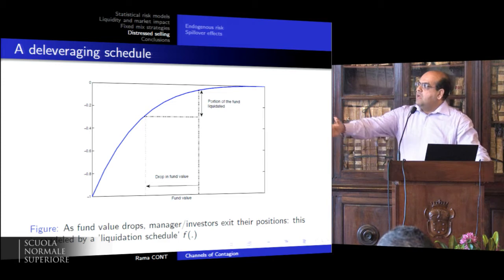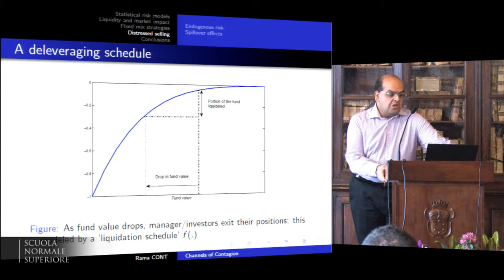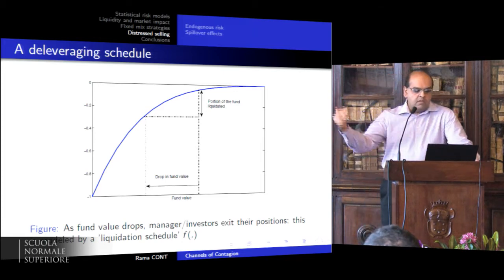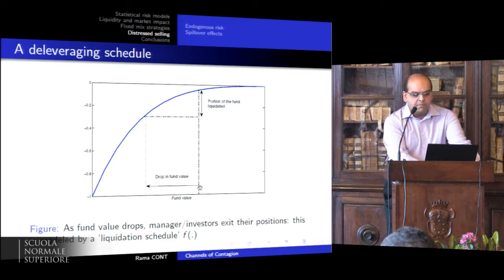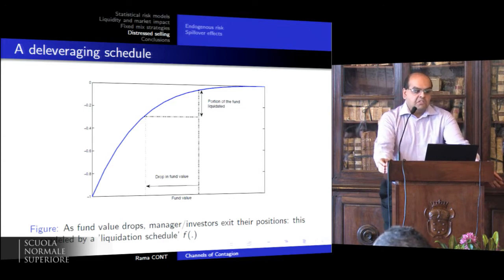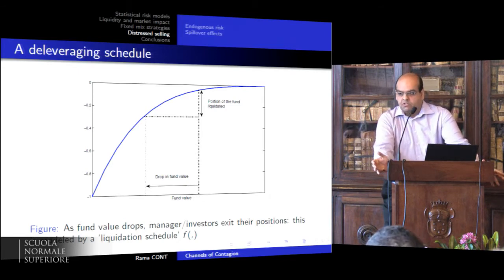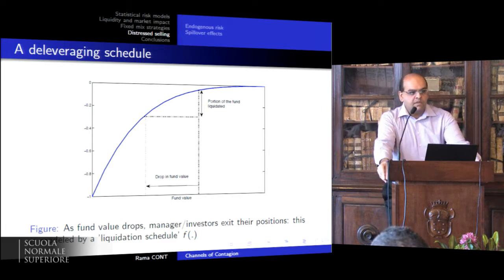So this speed can be represented or parameterized by a function. And this function, which I call f in the notation later, just tells me if the fund value drops from here to here, what is the portion of the positions that I liquidate? The only thing I'm going to assume really is that it's an increasing function. So the more the fund value drops, the more you sell. It's not a wild assumption. And at some point, it will be convenient to assume that it's also concave.